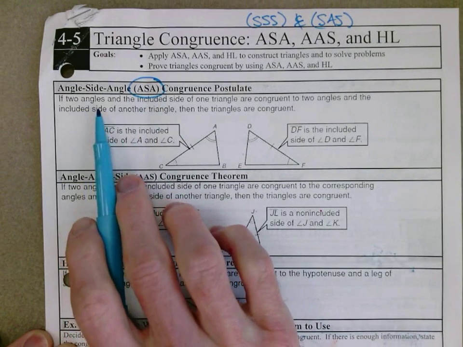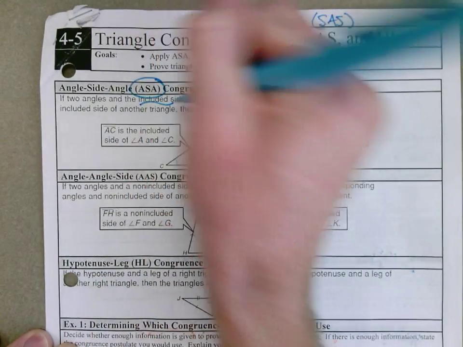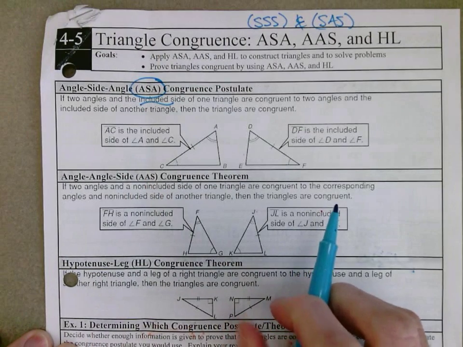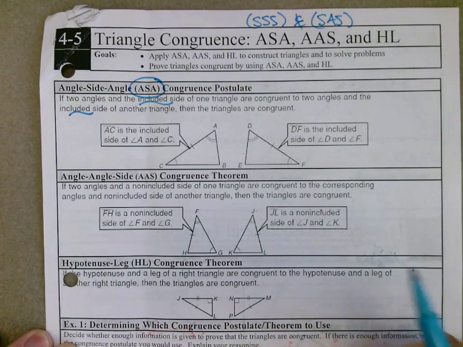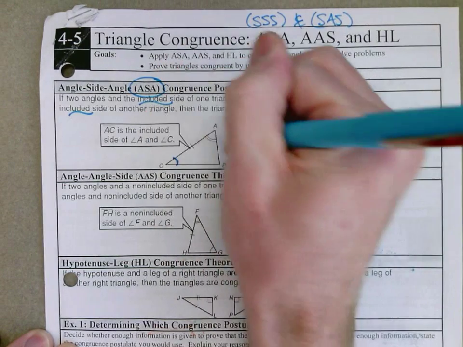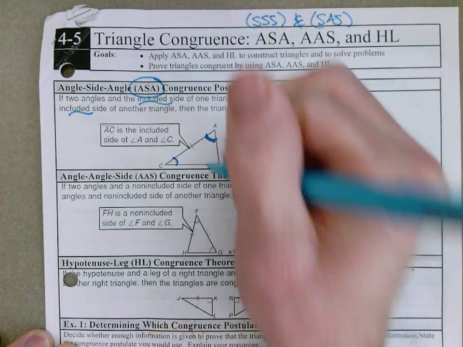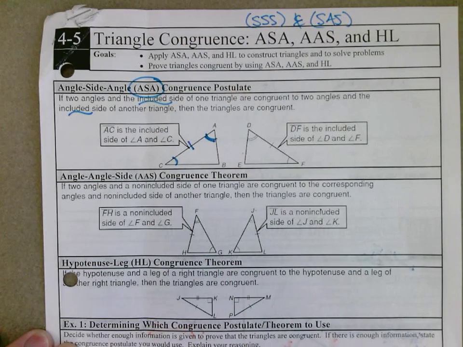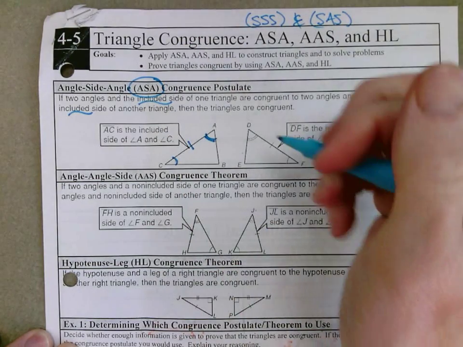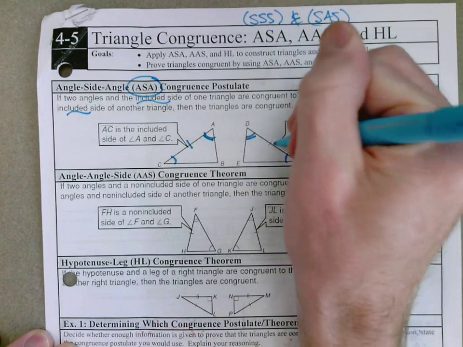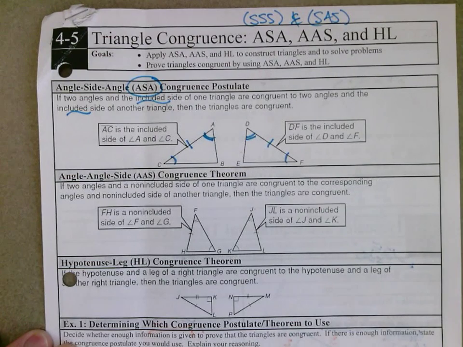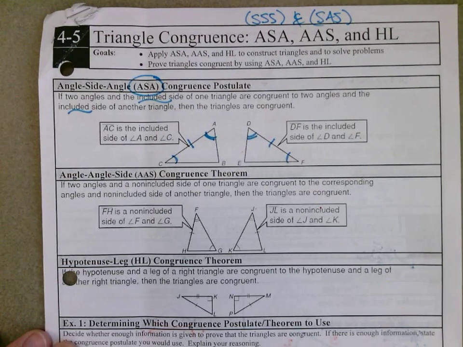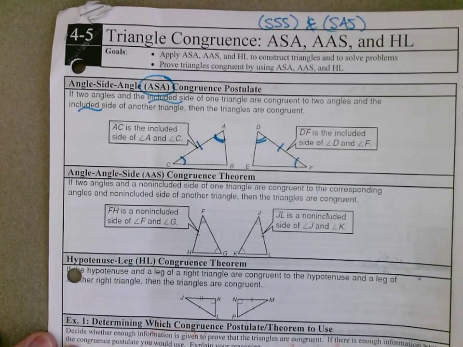This reads that if two angles and the included, keyword, included side of one triangle is congruent to two angles and the included side of another, then those triangles have to be congruent. So you can take a look at our picture. We have two angles as well as the side that is included or sandwiched between those angles. And that's congruent to two angles as well as the included side of the other triangle. So then you can conclude that those triangles are congruent.